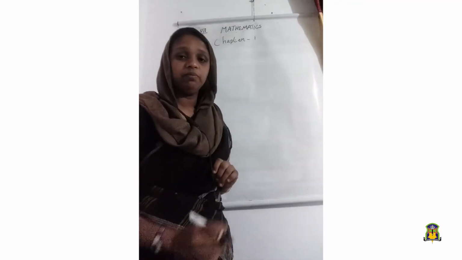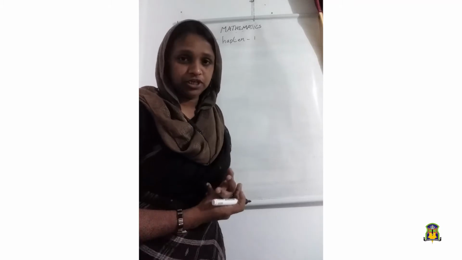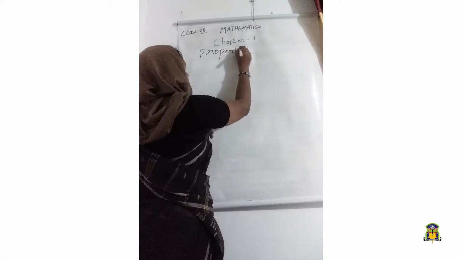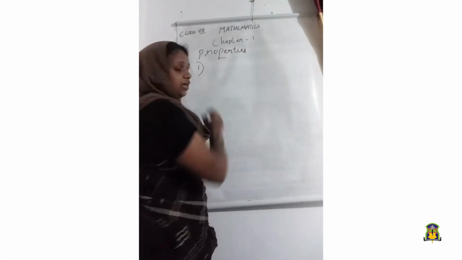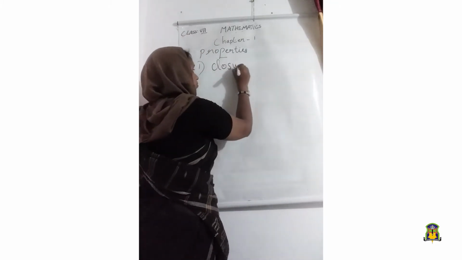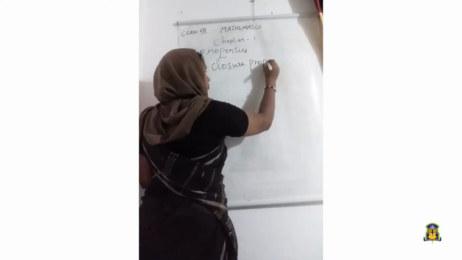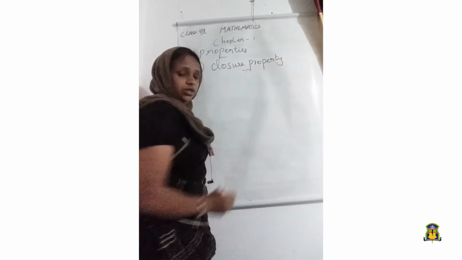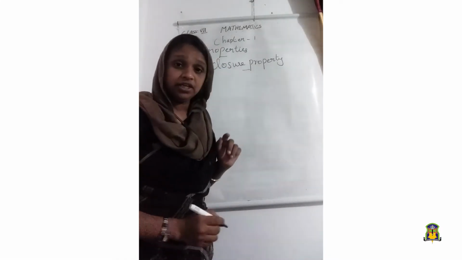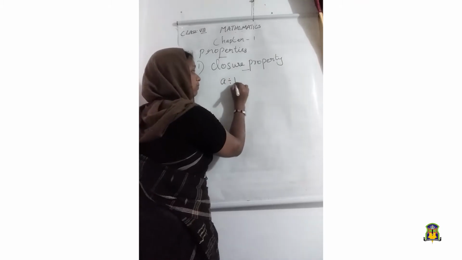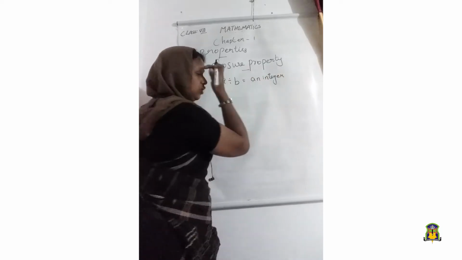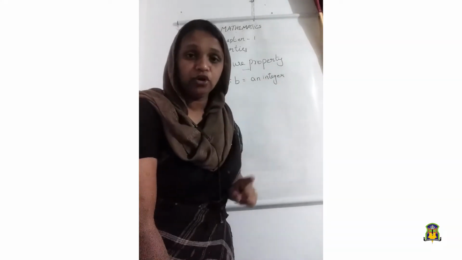Now we can discuss the properties of division of integers. In that, the first property is the closure property. Closure property means if we divide two integers, the result will be an integer. That means a divided by b is equal to an integer. We want to check whether this property is satisfied for division.